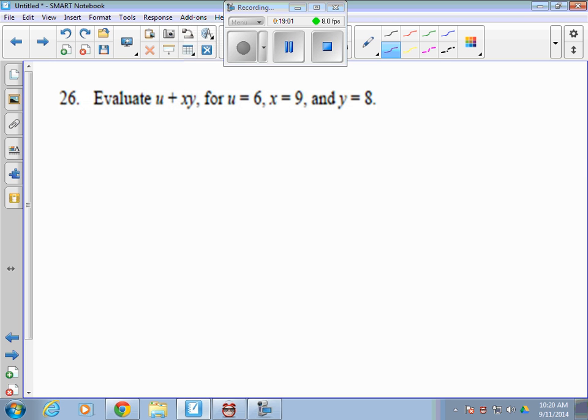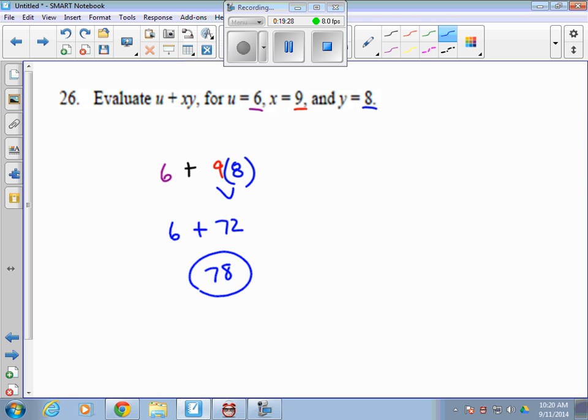26 says to evaluate u plus x times y when u is 6, x is 9, and y is 8. Instead of u, we're going to plug in 6, plus, instead of x, we're going to plug in 9, times, instead of y, we're going to plug in 8. Those two numbers are right next to each other, so that means to multiply. Remember, order of operations tells you to do multiplication first. 9 times 8 is 72, and 72 plus 6 is 78.